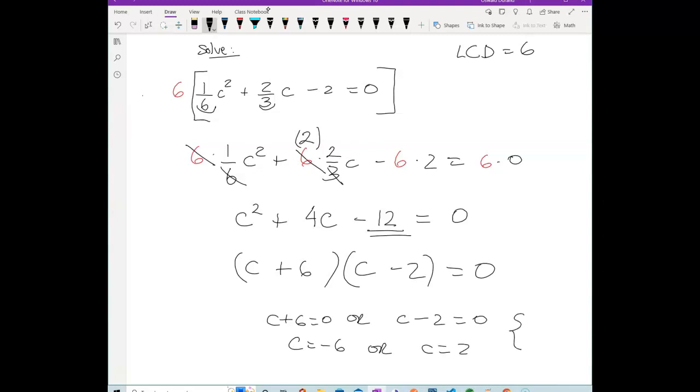So that's it. This is how you find the solution to this equation. Okay? All right. Hopefully that was helpful.